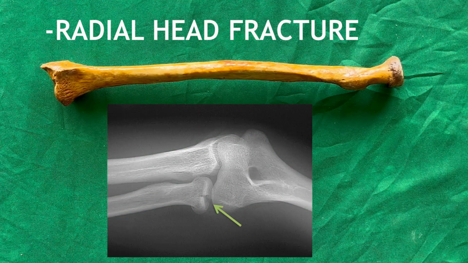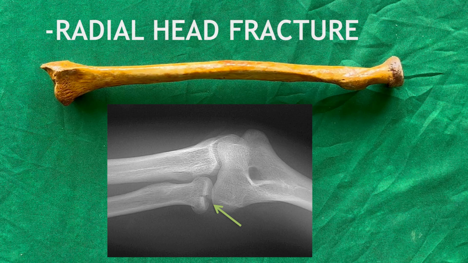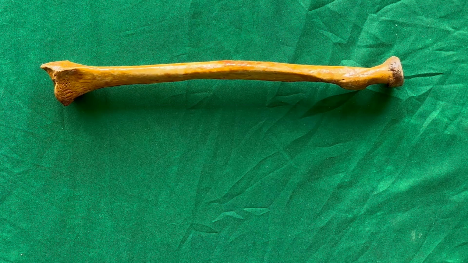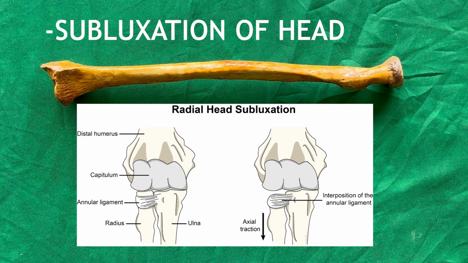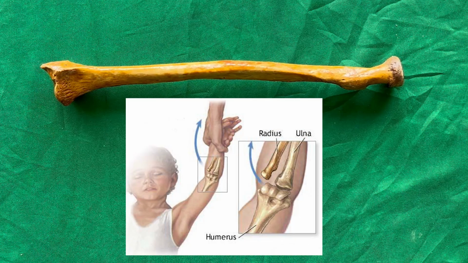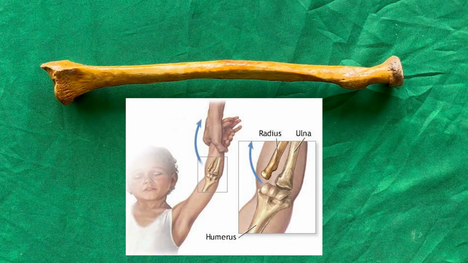Radial head fracture can be caused from a fall on an outstretched hand, due to it being crushed against the capitulum of the humerus. Subluxation of the head of the radius is when the head is dislodged from the grip of the annular ligament, and it is very common in children.